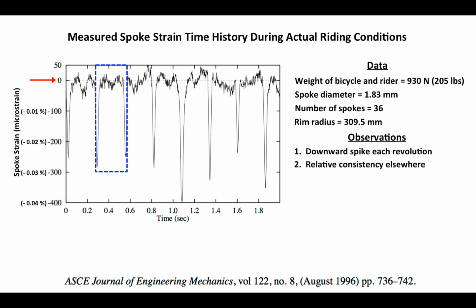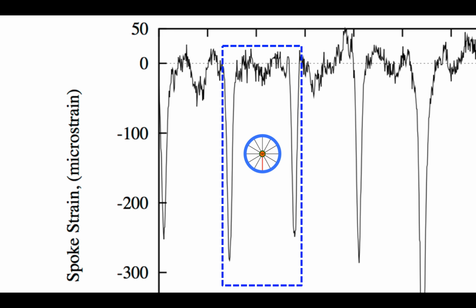I'm going to expand what's inside the blue box. If you look at the little red spoke in the wheel graphic, we see that when the spoke is pointing straight down, as it is in the graphic, at this point we have a large negative strain, and 360 degrees later we have the same thing again. But those large variances largely disappear between those two extreme points.